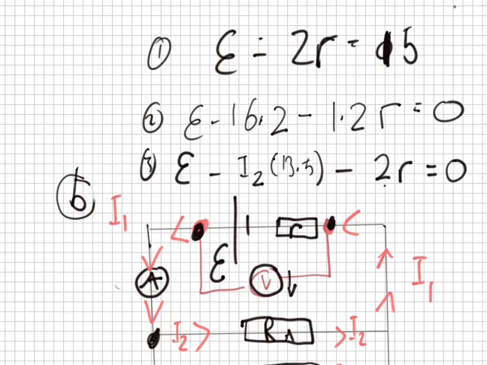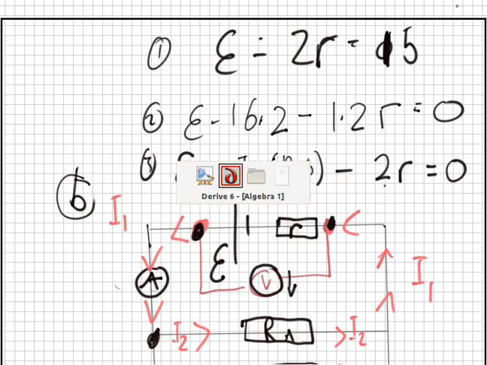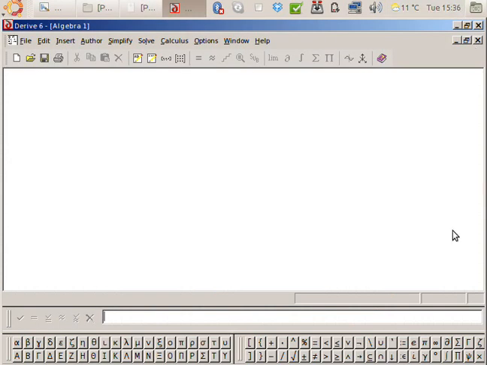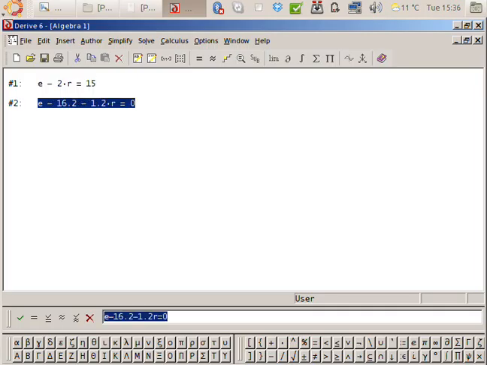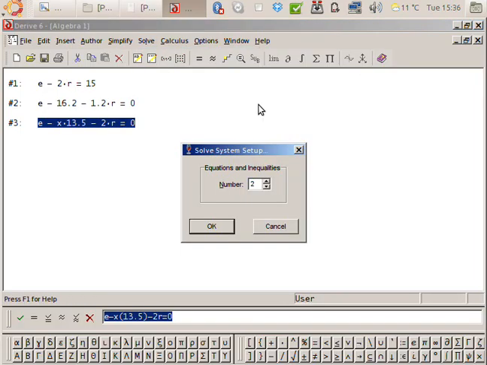Okay, can you read these equations out to me into Derive, please? So, what's the first one? E minus 2R equals 15. Second one? E minus 1.2R equals 0. E minus I2, which I'll just call X. Then square bracket 13.5, and then bracket 13.5 minus 2R equals 0. Okay, solve system.